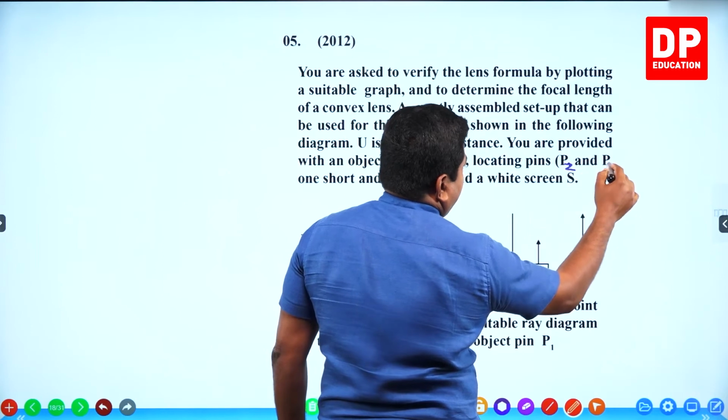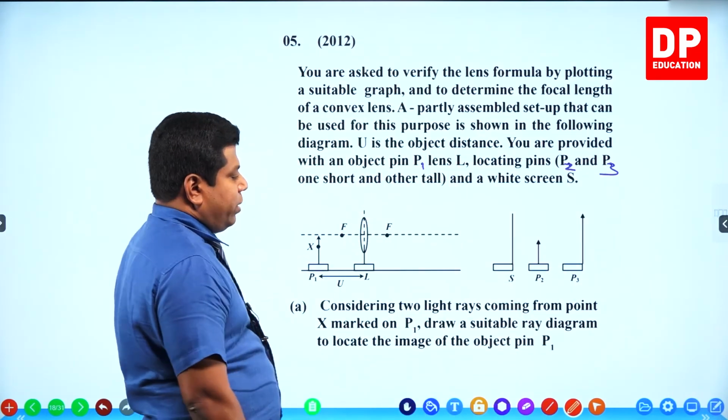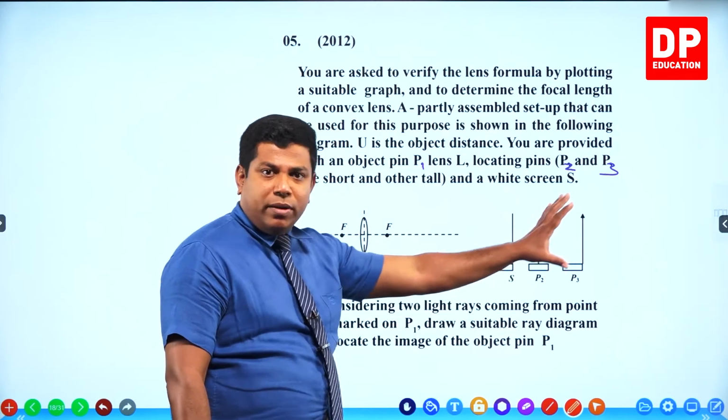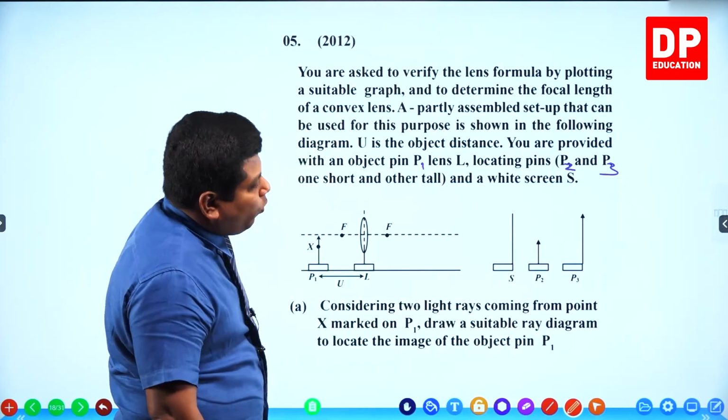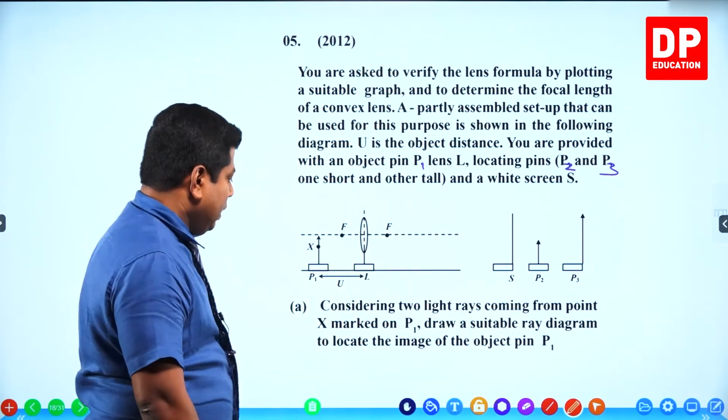This is P1. P2 and P3: look at them, one short and the other tall. P2 is the shorter one, P3 is the taller one. And a white screen S. This is a white screen, the background screen.